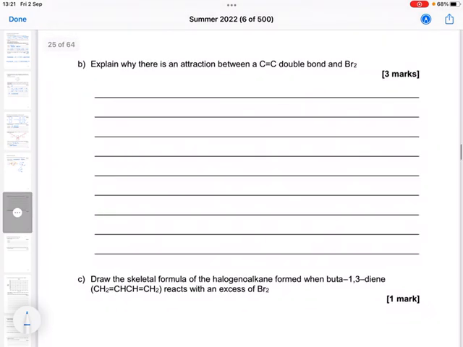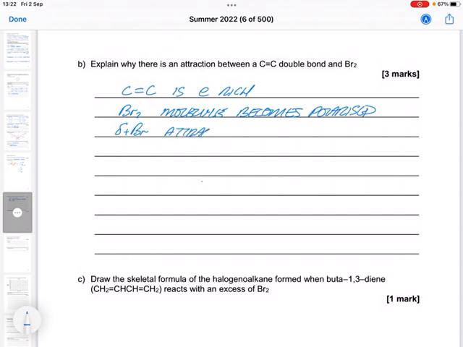Explain why there is an attraction between the carbon-carbon double bond and the bromine. We kind of already discussed this. So the carbon-carbon double bond is electron rich, or it has a high electron density. The bromine molecule becomes polarized as it approaches the carbon-carbon double bond, and then the delta plus bromine is attracted to the electron-rich carbon-carbon double bond.